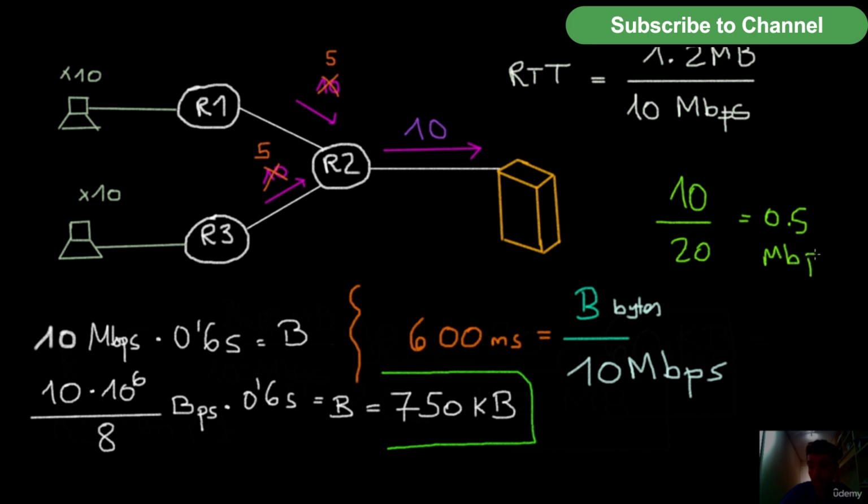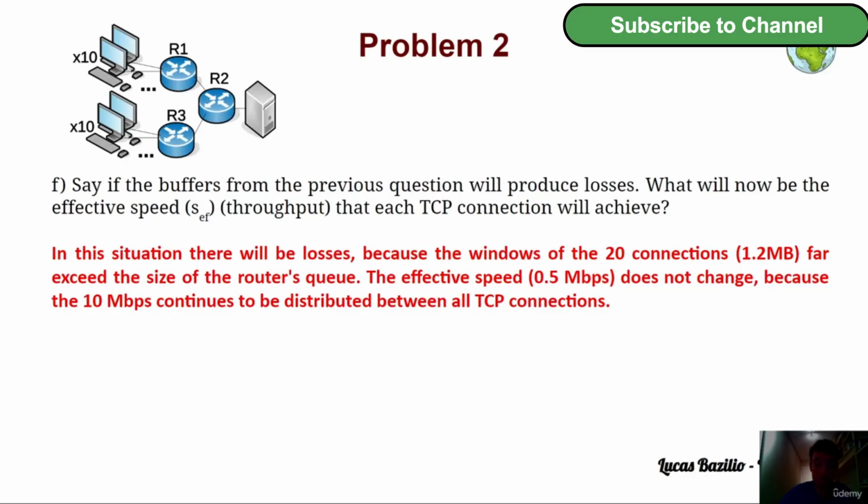This is the effective speed, the throughput on this TCP connection, so each TCP connection will have an effective speed of 0.5 megabits per second. Keep in mind, if we multiply 20 PCs that are transmitting at the same time by 0.5, we get precisely 10, which is the value that we see here in the velocity. So the effective speed remains the same.